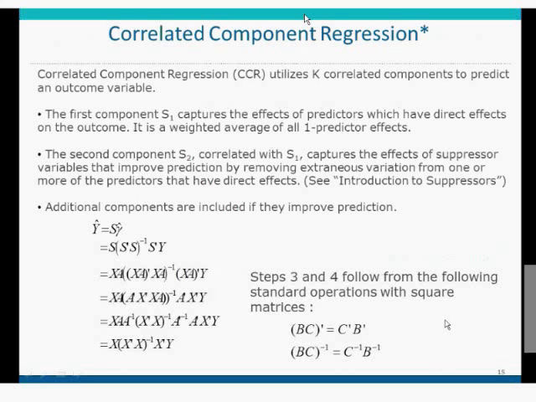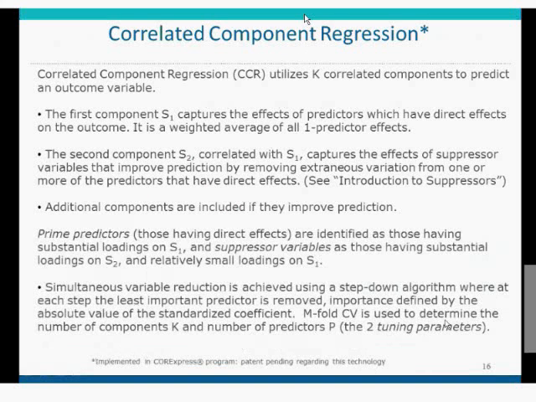Okay, so now I'm going to get into the correlated component regression approach. And what we'll see is that when we have K, the number of components, equal to the number of predictors, it gives us least squares regression. So least squares regression can be estimated as part of CCR, and it's called the saturated CCR model.